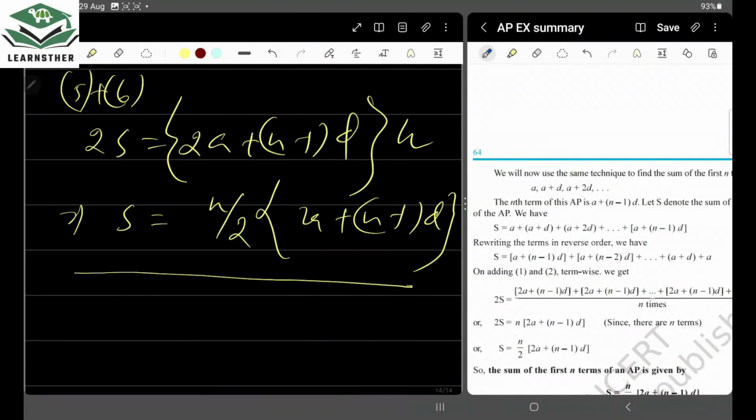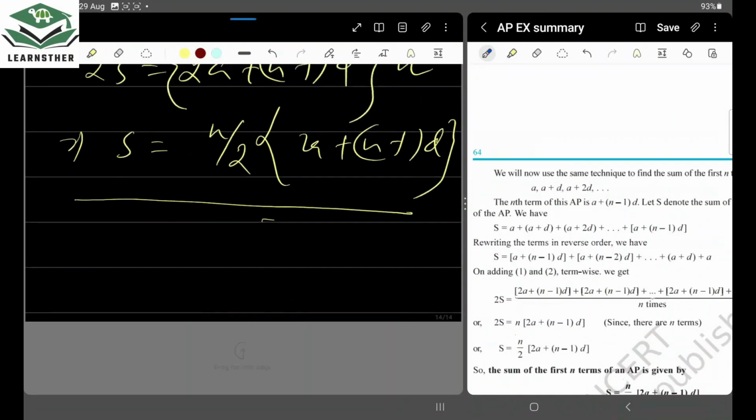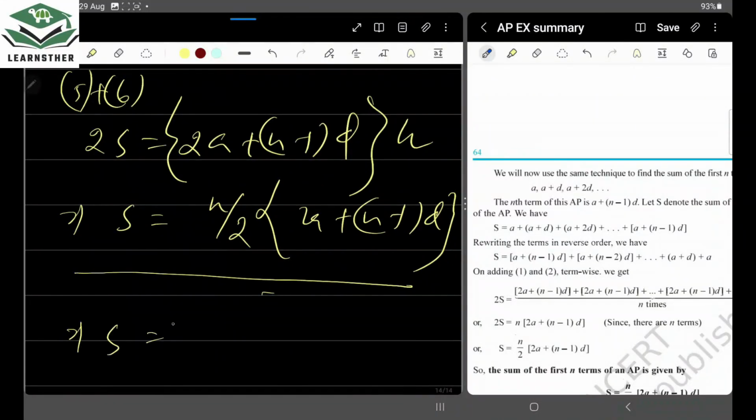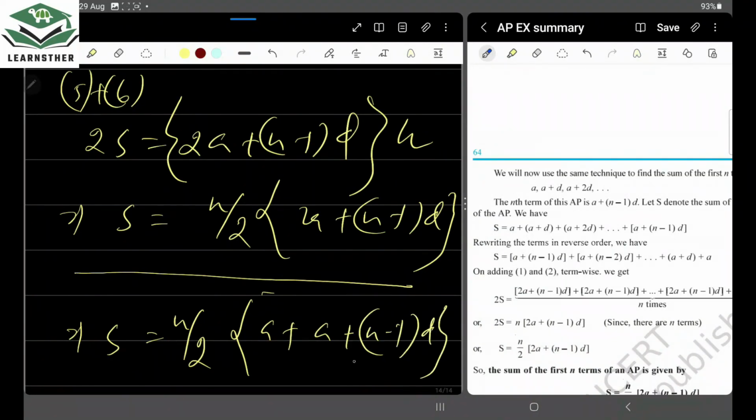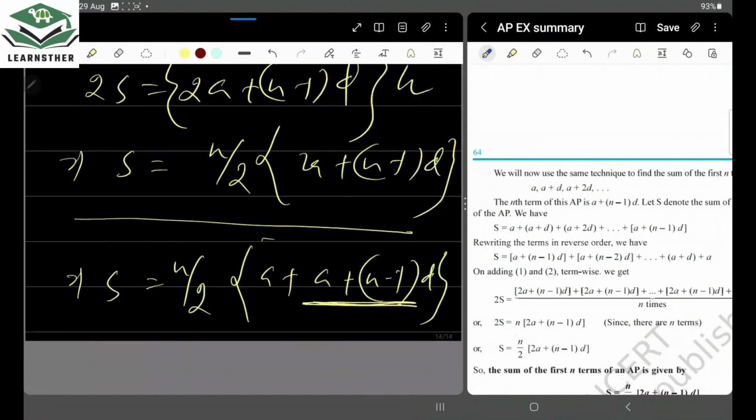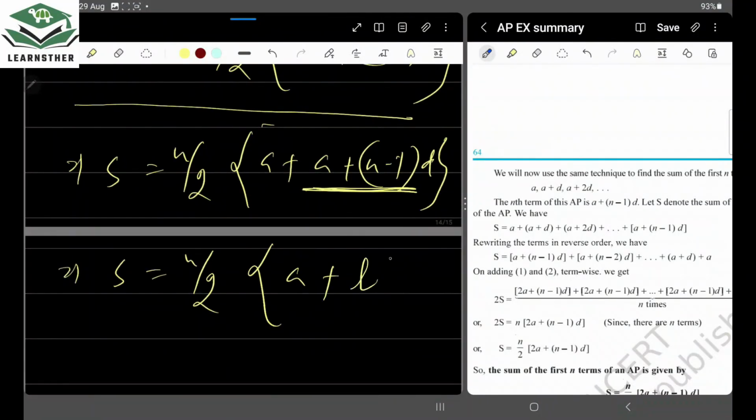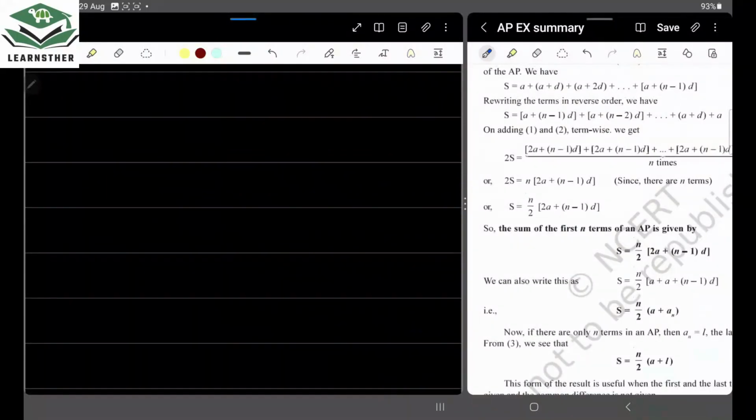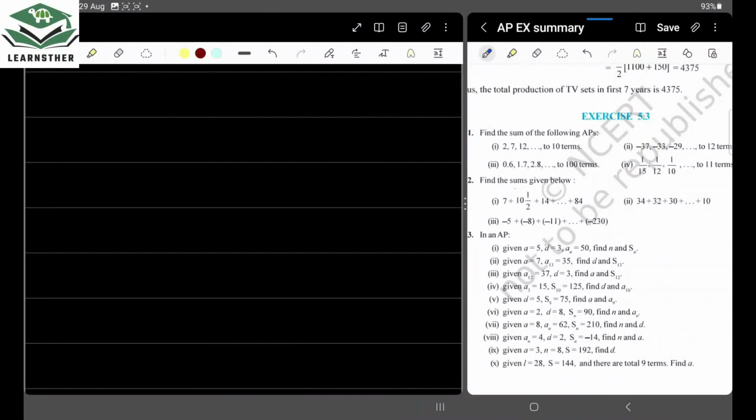The sum of the first n terms of an AP is given by this. This can also be written as n by 2 into (a plus a plus (n minus 1)d), where a plus (n minus 1)d is your last term. The last term is denoted by L. So this is one equation, this is another equation. From both of these you can find the sum of a series. So let's do some questions.